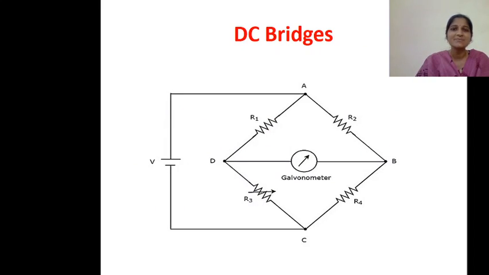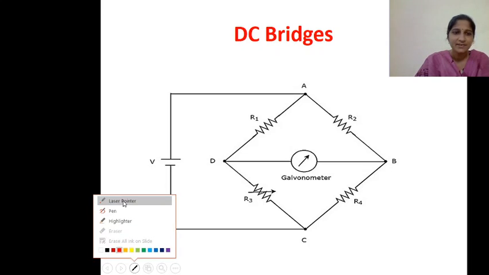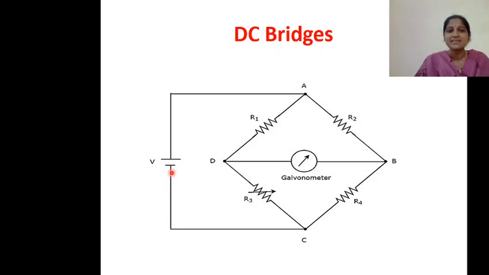So coming to the first one, DC bridge. As the name itself says, DC means we need to use the DC supply. So if you observe here, the supply used here is DC supply. This DC supply is given to the bridge circuit.